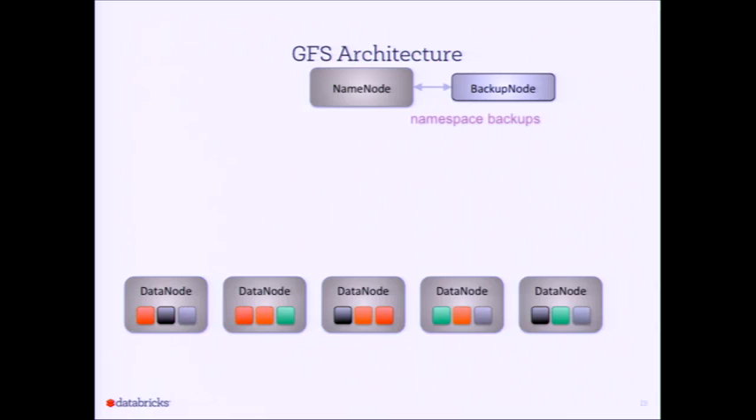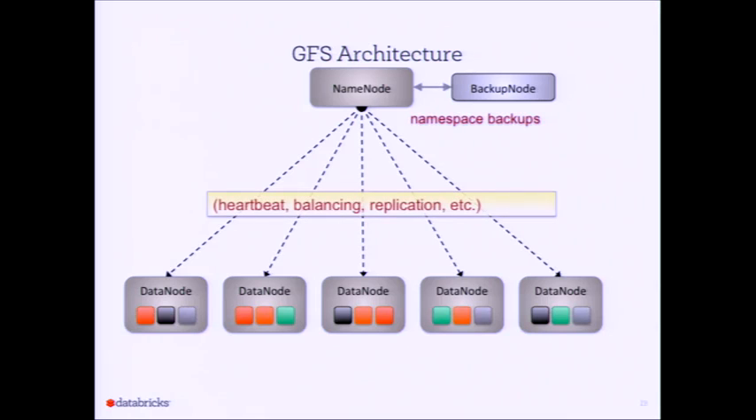And so you would divide a GFS cluster into 2 categories of nodes. One is called a data node. The data node is the one that's storing the data, so it manages all the blocks locally. And then for each of the blocks, you have metadata that's maintained by something called a name node.